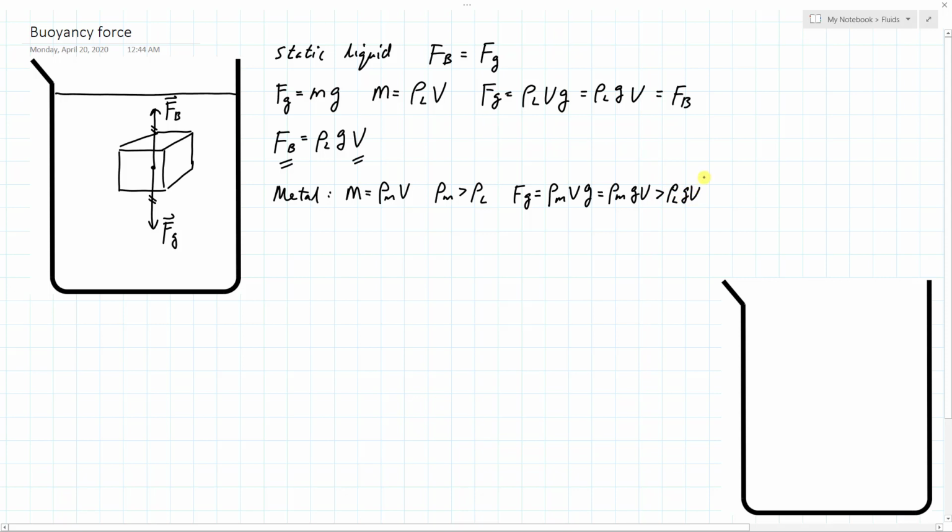So what this means is gravity on the metal is greater than buoyancy force provided by the liquid. So in this case, the metal should sink to the bottom. So let's draw the situation right here in this beaker. So we'll have a metal here that is completely submerged. And its gravity is greater than its buoyancy force.